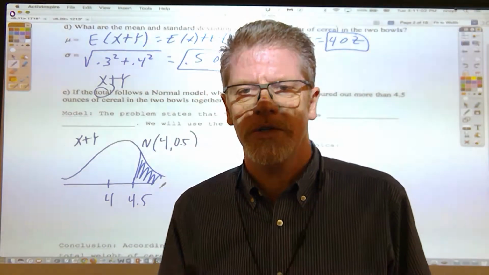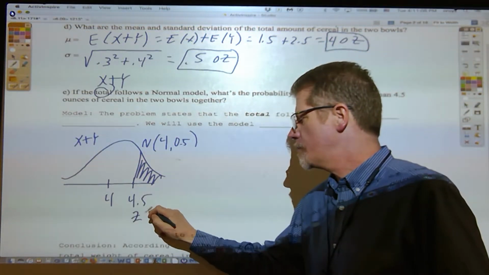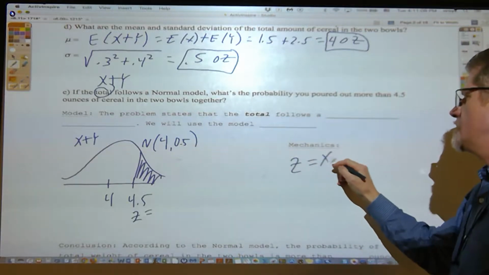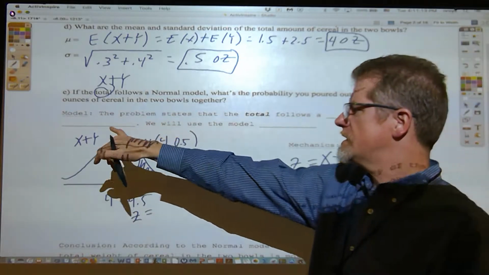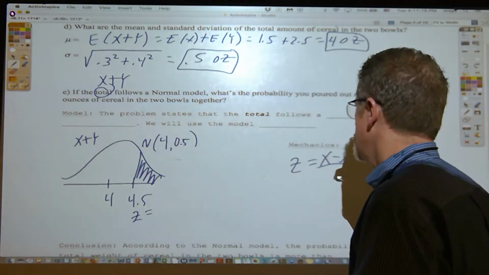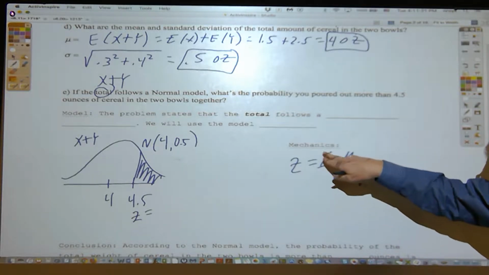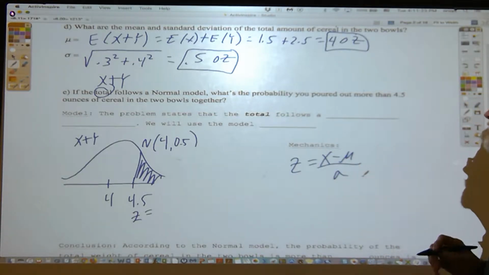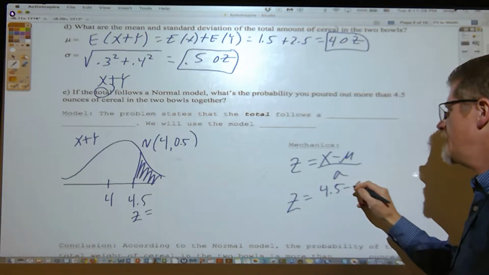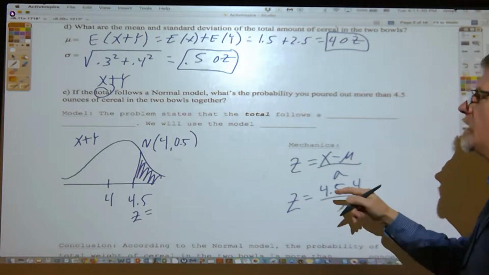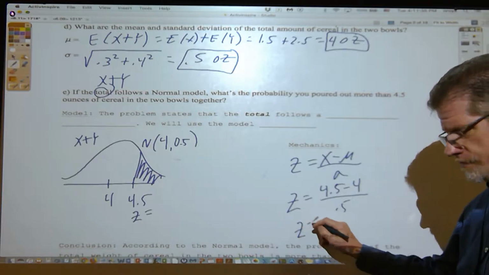We're back, so let's work out the mechanics here. I need a z-score for 4.5. Using x minus mu over sigma, where that's a generic x. It's not referring to the same x as this, but this is just a generic value of x plus y, of the sum of x and y. So watch out for the potential for confusion there. We're taking 4.5 minus 4 divided by the standard deviation was 0.5. So that should be a z-score of 1.